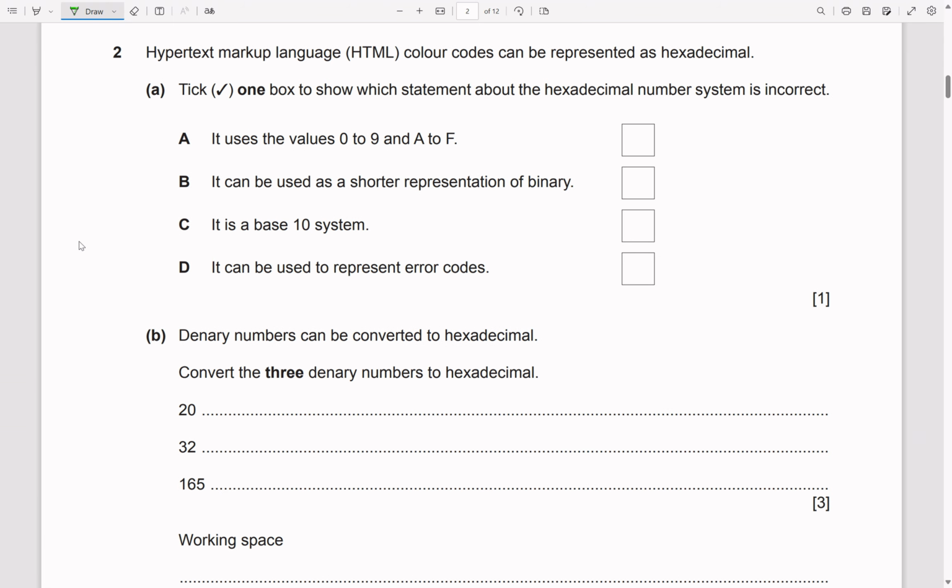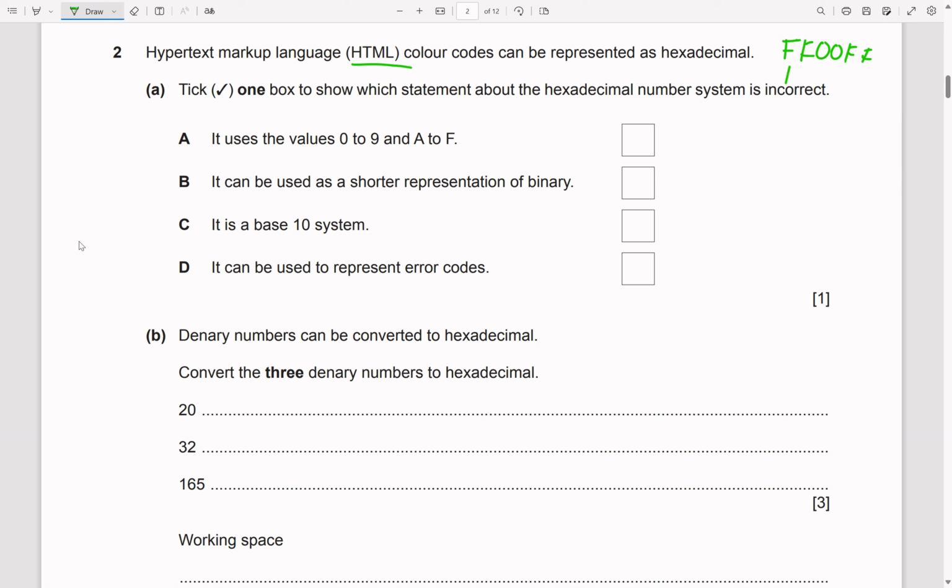Right, so two, hypertext markup language HTML color codes can be represented as hexadecimal. So just to recap then, HTML, this is the language used to create websites. And when it says color codes, usually they're going to be 6 hexadecimal characters. So let's say something like FF00, let's say FF.